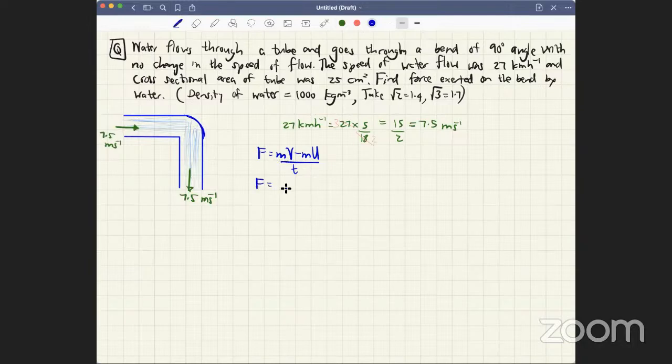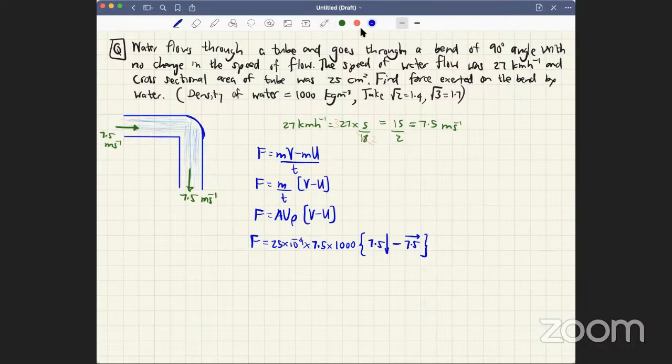Force is equal to, again we can take t out, which means I have v minus u. Then for m over t, once again I can substitute what, people? A rho into v minus u. Right, so F is equal to area. What is the area? 25 into 10 to the power minus 4, into initial speed 7.5, multiplied by density of water 1000. Inside the bracket now you have to be very careful. V is the final velocity, that is 7.5 downwards minus 7.5 to the right.